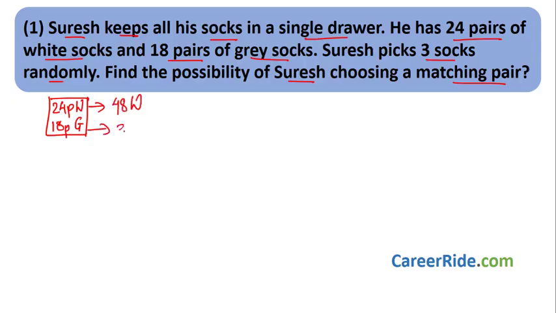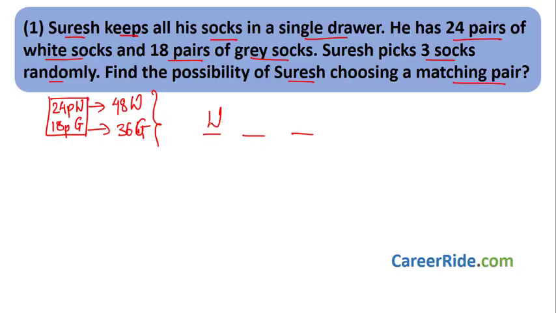He has 18 into 2, 36 grey socks. Okay, Suresh picks 3 socks randomly, right? So he picks 3 socks randomly. Let us say first he picks out of these 2 colors. Say he picks a white sock first. Okay, 3 socks are picked by him. First sock which he picks, let it be white.